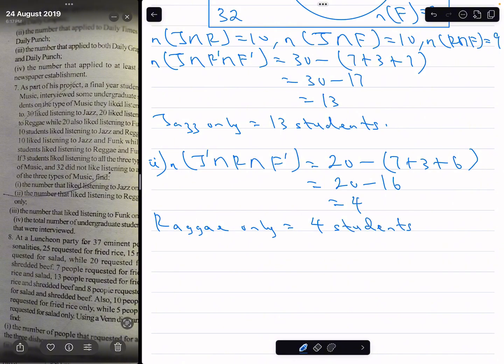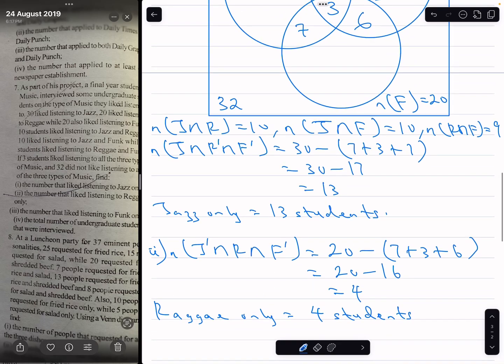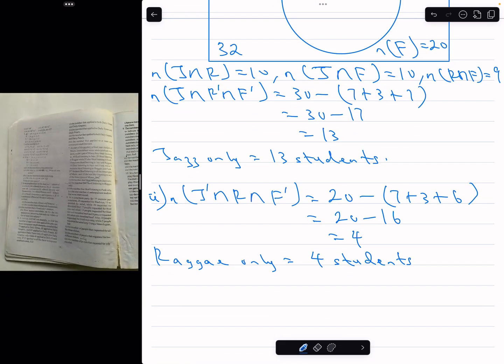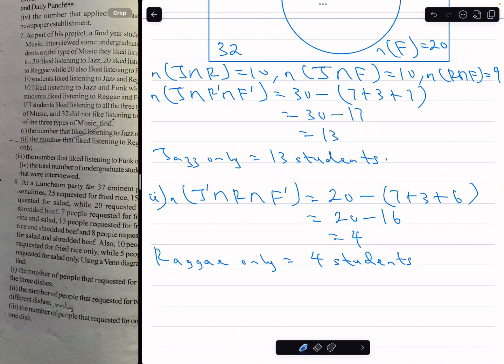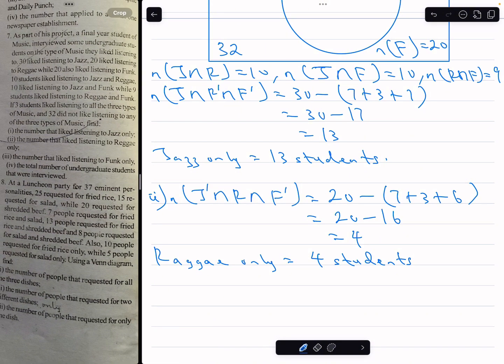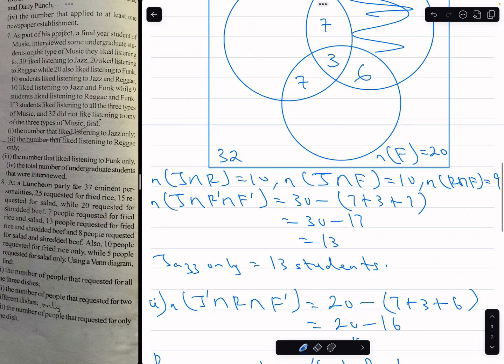4 students liked listening to reggae only. Now let's go. What does the next one say? The number that likes listening to funk only. That will be the people here.